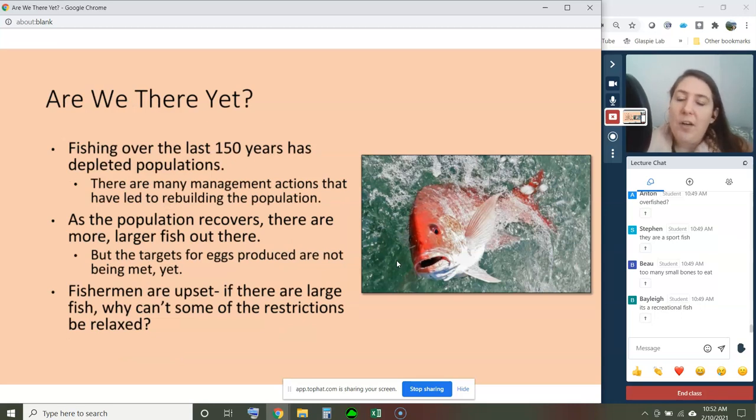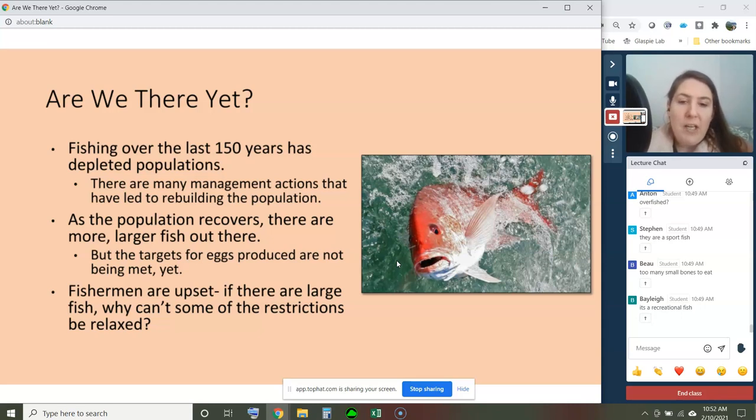Fishing over the last 150 years, just as is the case for most fish species, has depleted populations. And so that's led us to take a bunch of management actions that have led to rebuilding the population. So this would be controlling the amount of red snapper that can be taken, restricting the season it can be taken, or having size limits, having closures in some cases. And as the population recovers, which it is recovering, there are more and larger fish out there.